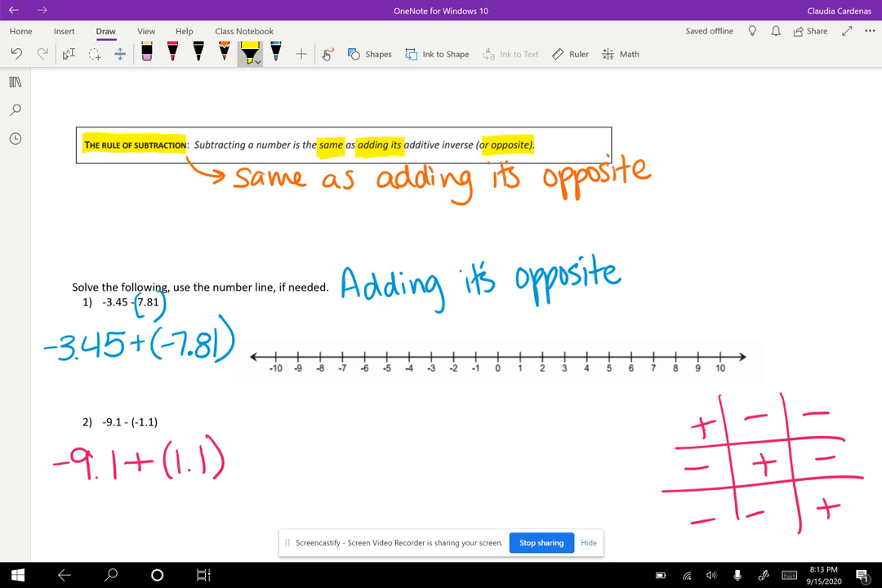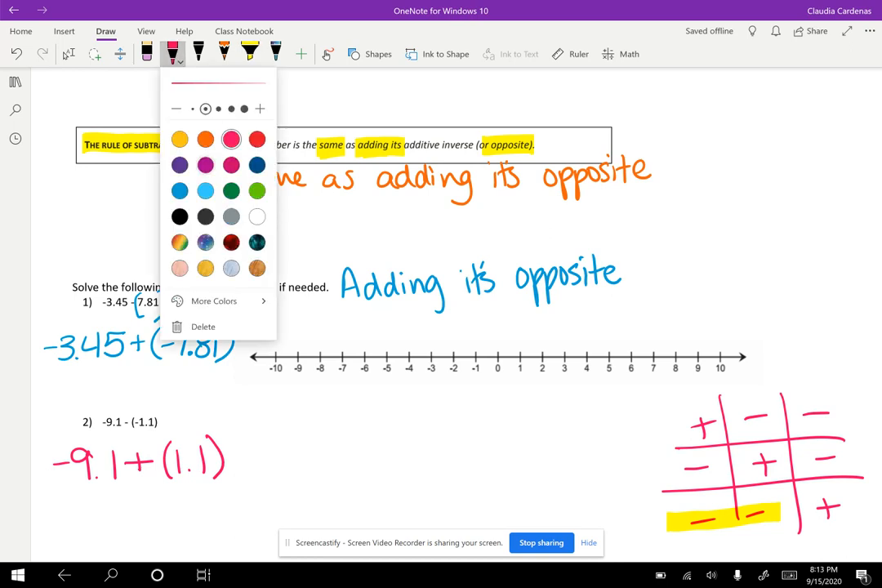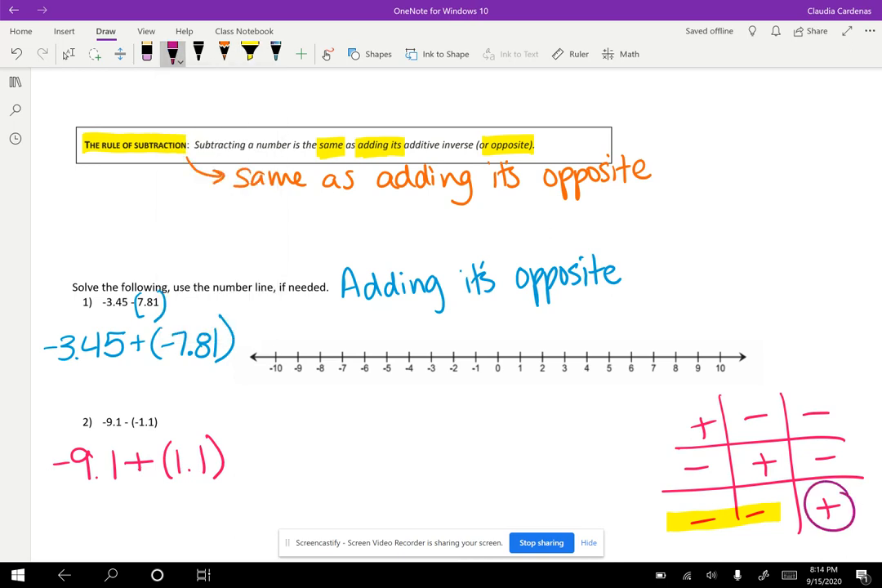So both signs are the same. So I'm going to highlight here, two negative numbers mean that we are going to add them up and keep the sign of both numbers. So it's going to end up being a negative something. And so I could use my number line to estimate.